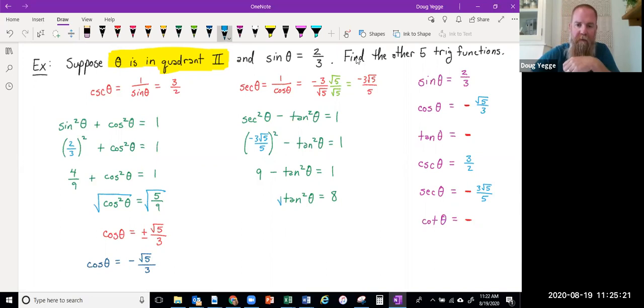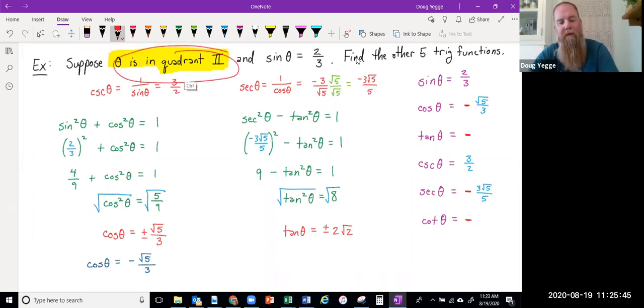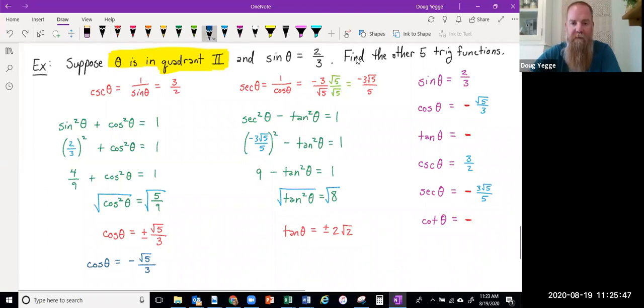So I can now take the square root of both sides, which tells me that tangent of theta is plus or minus 2 times the square root of 2. That's the square root of 8. But again, which one is it going to be? This goes back to the fact that theta is in quadrant 2, which means that my tangent value has to be negative. So that means that tangent theta is equal to the negative of 2 root 2. So we could fill in tangent theta is negative 2 root 2.